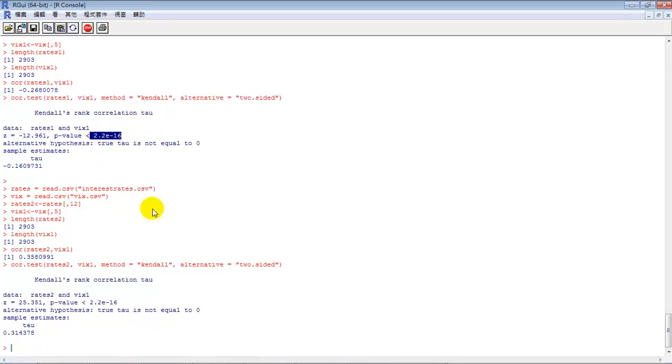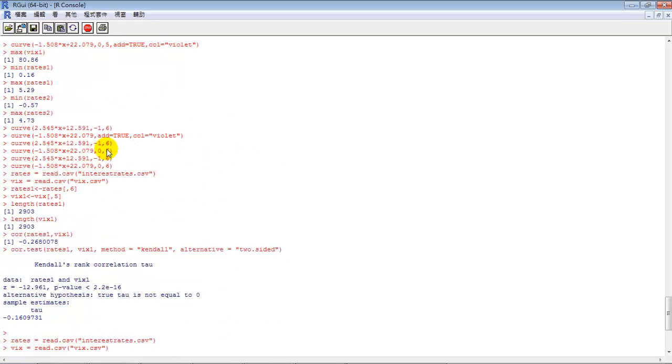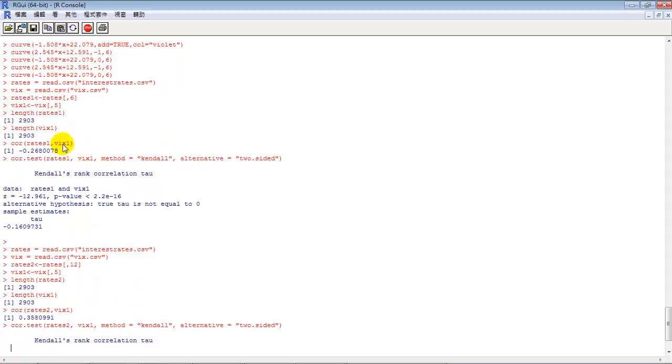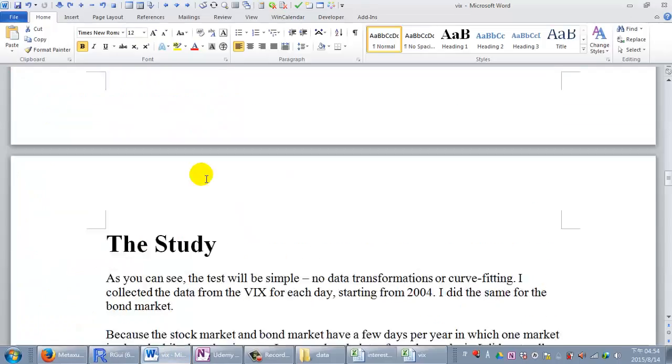What we've seen is that we have tiny p-values, okay, which means that they're very strongly correlated. So yes, the answer is yes, the VIX is strongly correlated to the yield and the yield curve. But what are those correlations? Here is the correlation for the yield, and here is the correlation for the yield curve. I put this in a table somewhere.